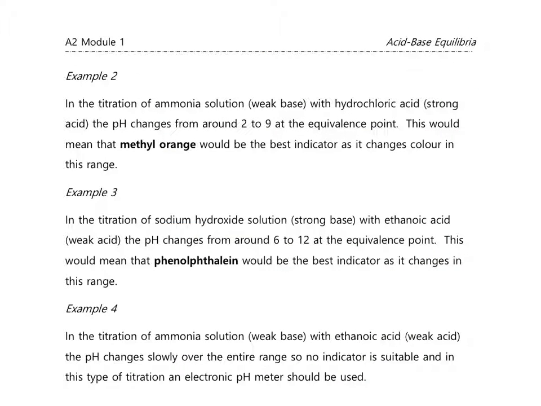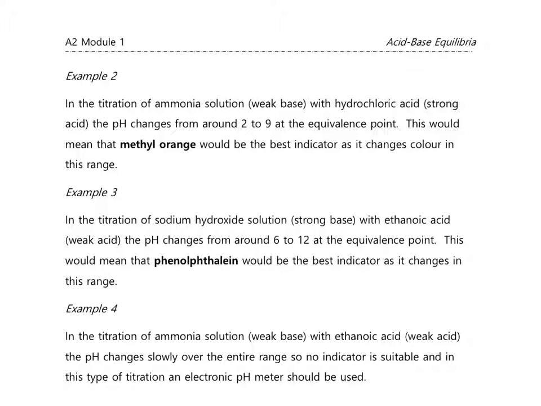Next example. Ammonia solution is a weak base, so you need to know that ammonia is a weak base. Your strong bases are the likes of your metal hydroxides, so potassium, sodium, whatever, hydroxide. And ammonia is a weak base. With hydrochloric acid, which is a strong acid, these are half the questions, which are good practice. Okay. So my equivalence point is now between 2 and 9. So if you go back to your little table, pick an indicator. Methyl orange. Yeah, you've got methyl orange.